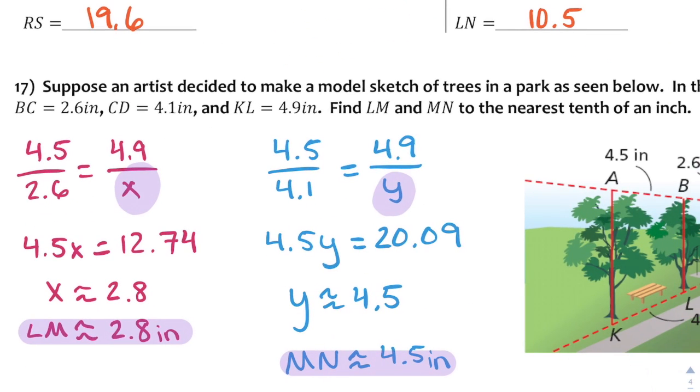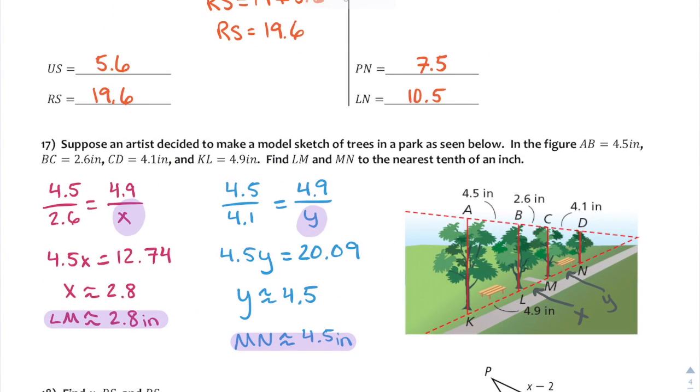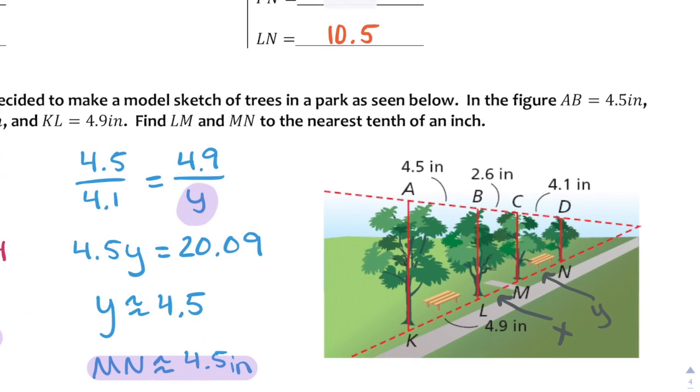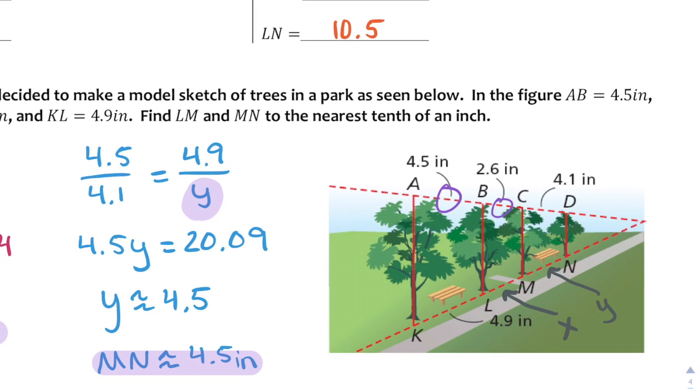Okay, we have number 17. This one's interesting. You're given a bunch of proportions. So 4.5 is to 2.6 is to 4.1, as 4.9 is to x is to y. I created an x and a y just to put variables there that I could solve for.